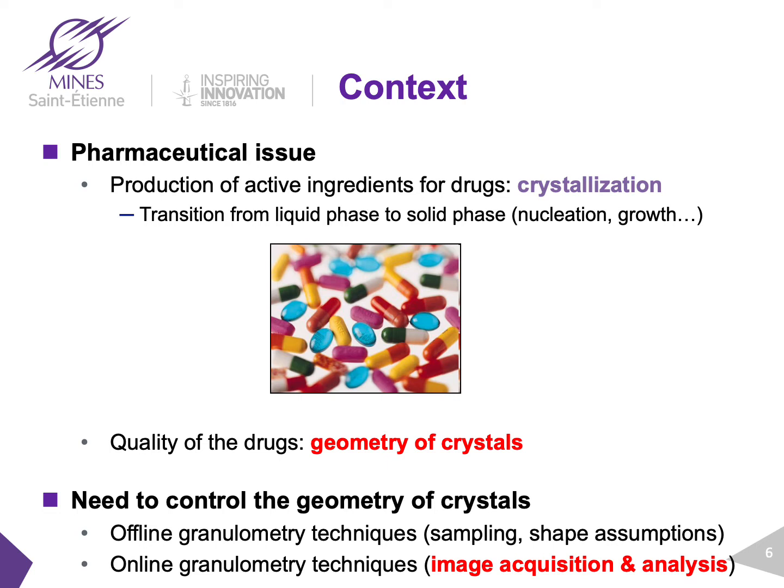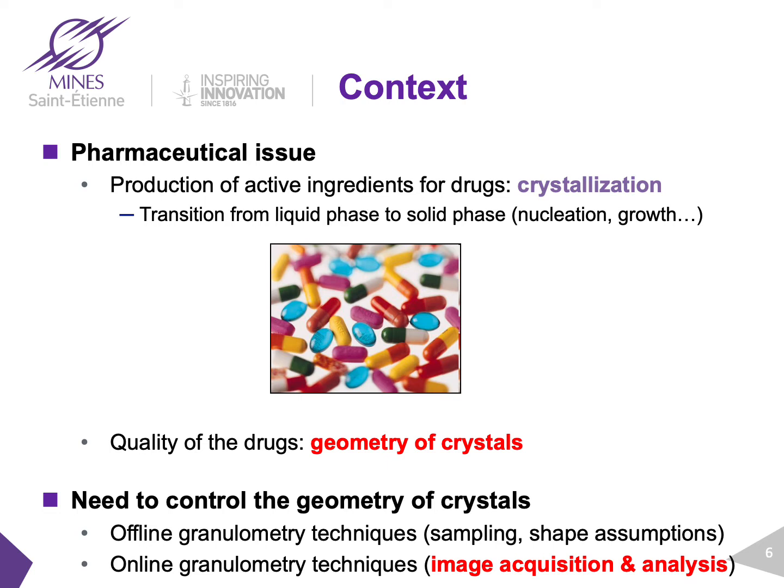It's for a pharmaceutical issue where, to produce some active ingredients for drugs, you have a specific step, which is the crystallization. It's a transition from a liquid phase to a solid phase, where you have some events like nucleation and growth of the crystals. And the quality of the drugs depends on the geometry of the crystals. So for the industrial companies, it's necessary to control the geometry of the crystals all along the time.